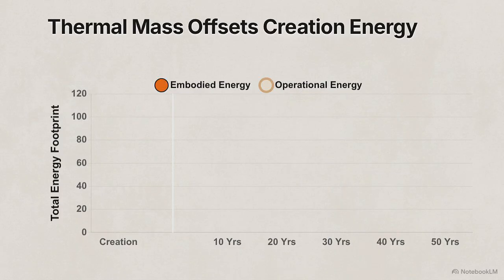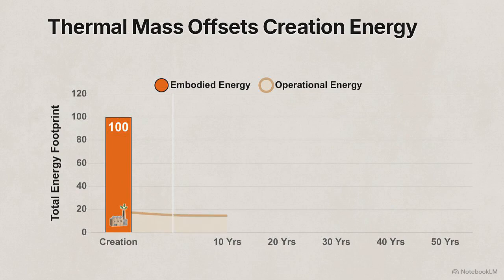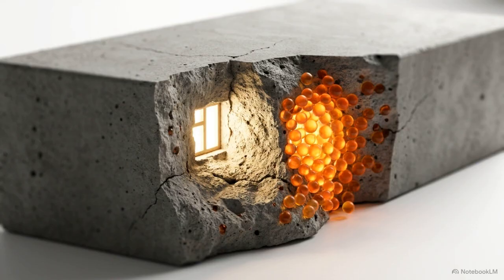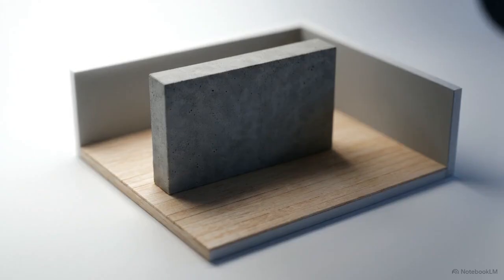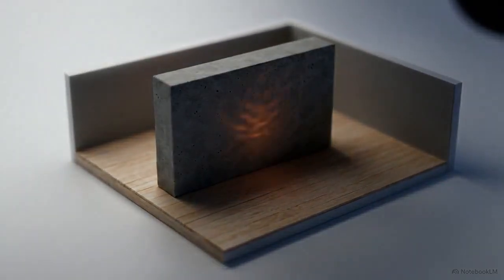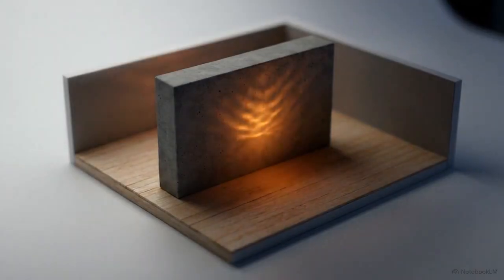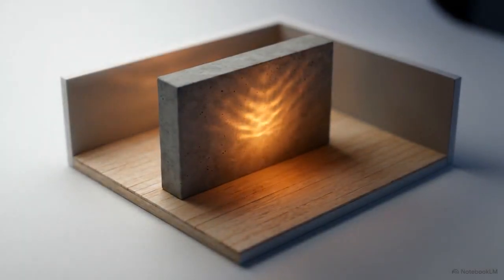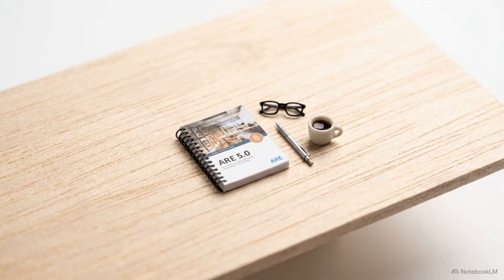The exam often asks you to navigate the concrete paradox. Concrete has high embodied energy because of how it is made, but it also has thermal mass, the ability to soak up heat and release it slowly. That thermal mass can act like a natural battery for the building's temperature. Over 50 years, it can save so much daily heating and cooling energy, eventually paying back the high energy cost of its own creation. The different exam sections focus on different parts of this puzzle.